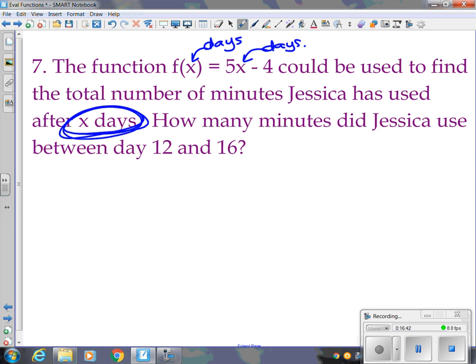How many minutes did Jessica use between day 12 and day 16? So I need to use x of 12, and then I need to use x as 16.